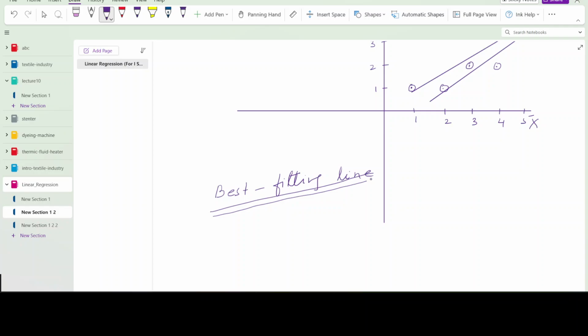Now our task is to define the best fitting line. And for defining the best fitting line, we have a concept that is known as the method of least squares. Now we will study the method of least squares.